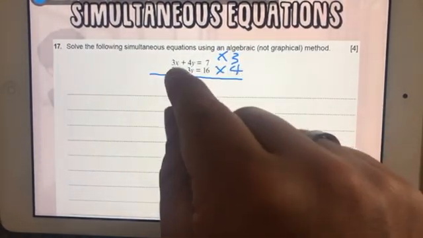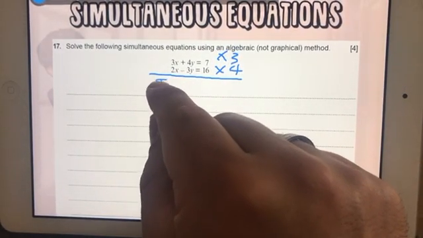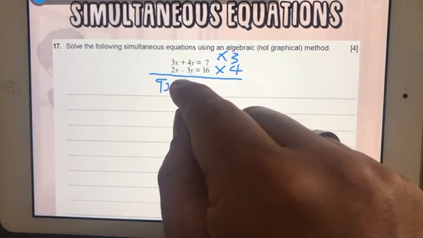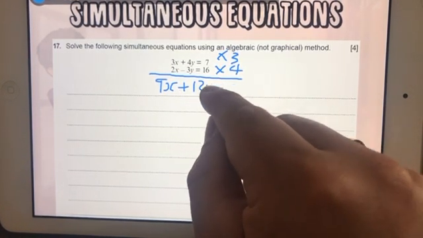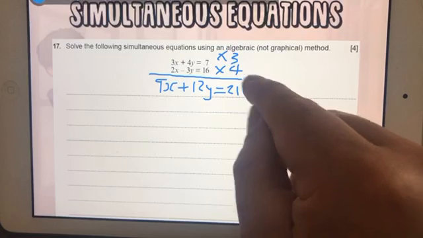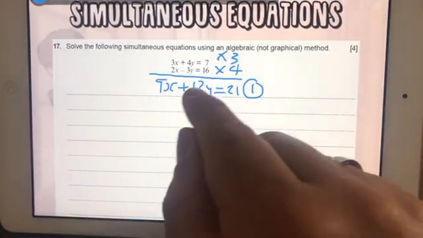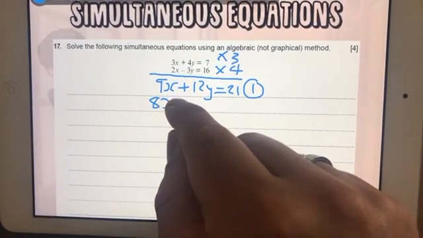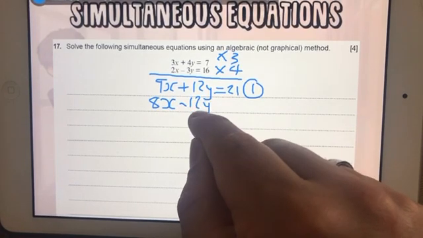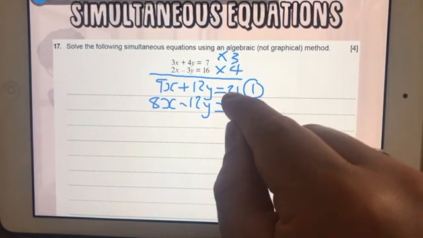If I times the top by 3, I end up with 9x plus 12y equals 21. That's my equation 1. And the bottom one, I times it by 4, I end up with 8x minus 12y equals 64.